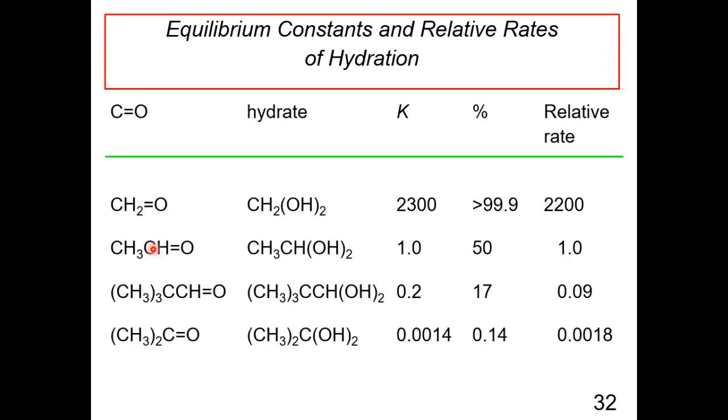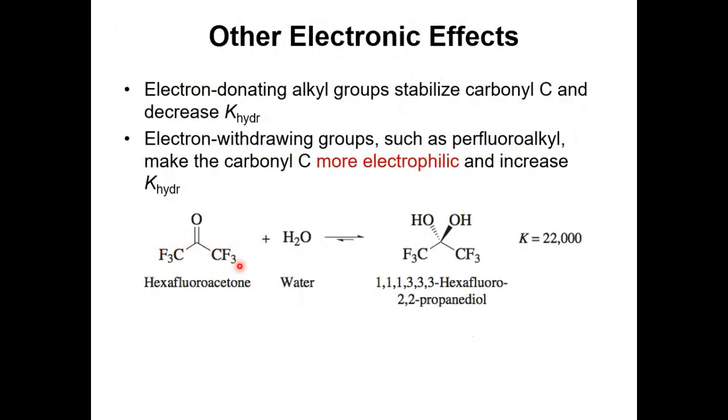Will make it more electrophilic, so more likely to undergo hydration. Okay, so that's exactly what we observe here. If we replace the alkyl group with a stronger electron withdrawing group, as we learned in chapter 13, the trifluoromethyl group, remember, that's a typical electron withdrawing group. We learned in chapter 13 that it reduces electron density away from the aromatic ring. So it does the same thing for the carbonyl carbon.